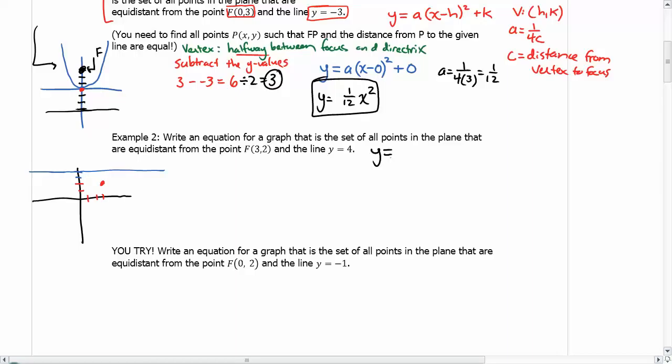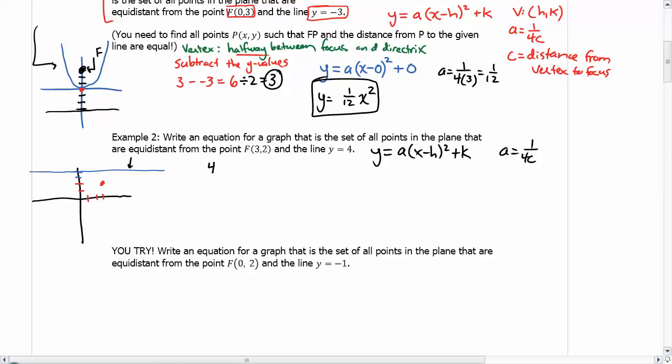Okay, remember, we're trying to fill in this formula, a(x minus h) squared plus k. A is 1/4c. C is the distance from the vertex to the focus. Well, again, we don't have our vertex yet, but we need to get it. So this line and that point are equidistant, which means your vertex has to be exactly halfway between.